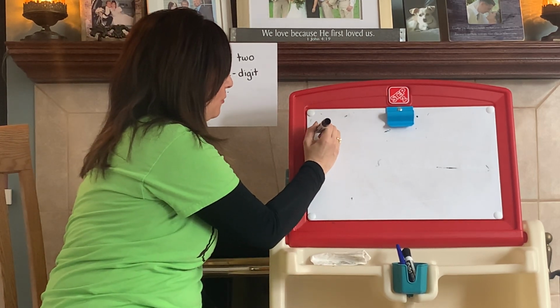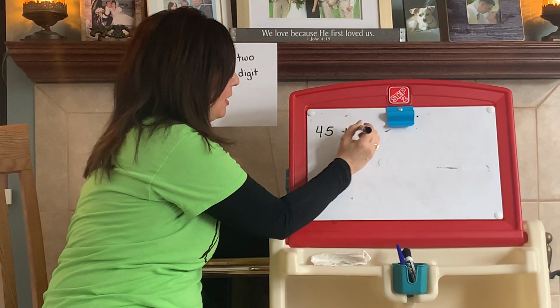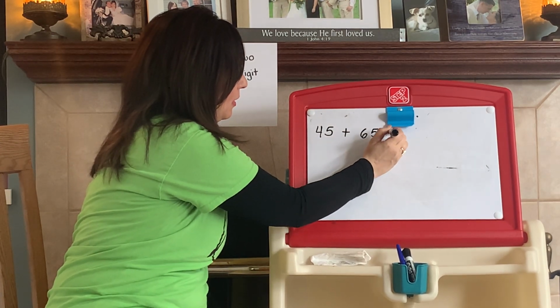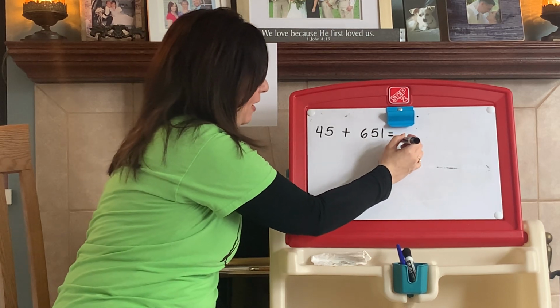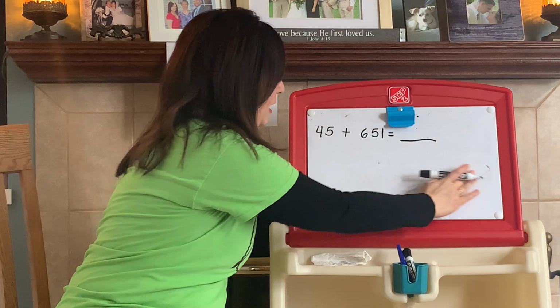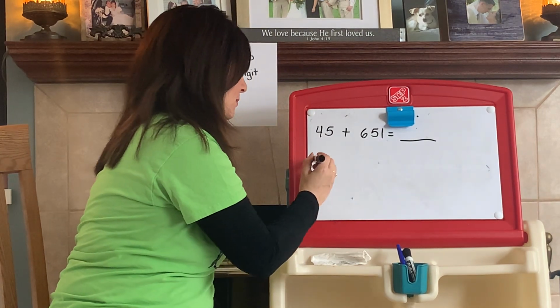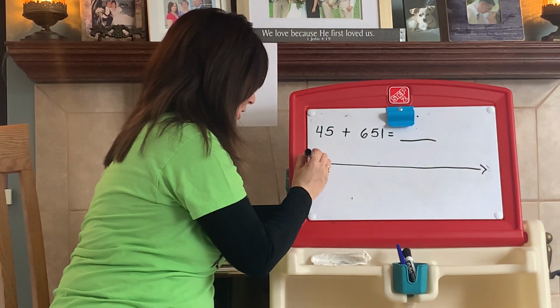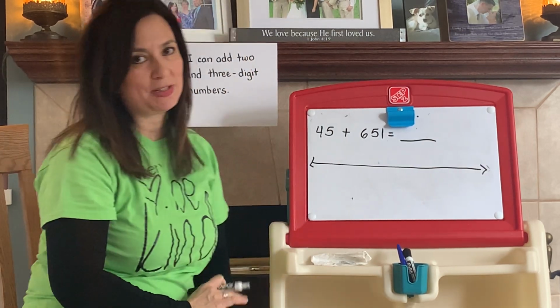If I want to add 45 plus 651, I need to find the sum. Once again, I'll do it on an empty number line. I want you to think to yourself while I'm drawing this, what number will I position first?